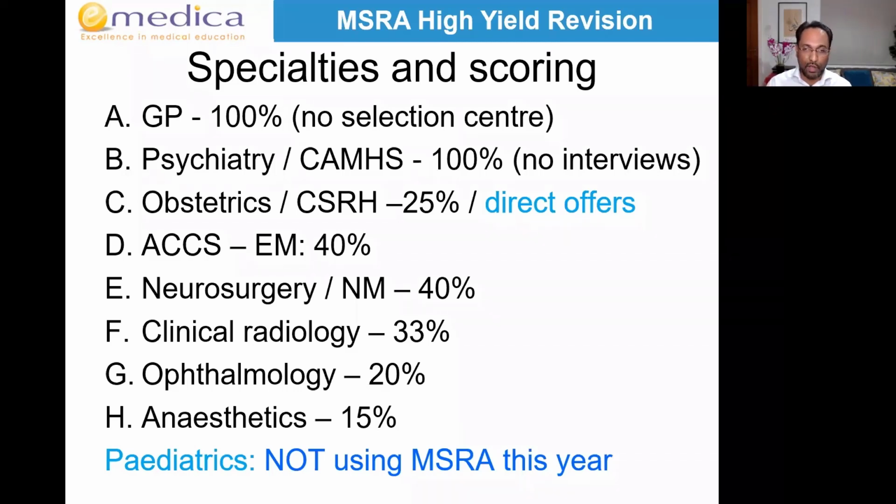So if you don't score really well, you won't even get an interview. Even if you've got a brilliant portfolio, you can't get a job. But once you've done well, it carries over and is 40%. The other 60% is about your interview. For neurosurgery and nuclear medicine, it's also 40%.